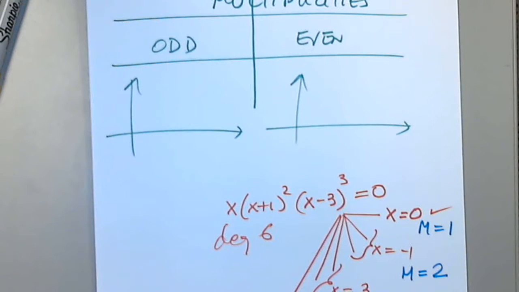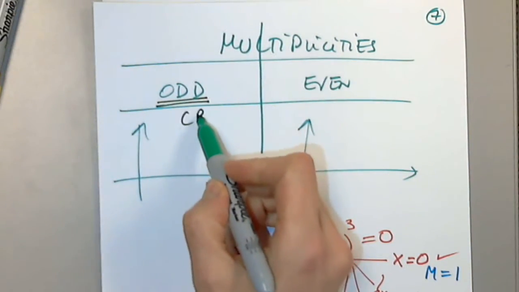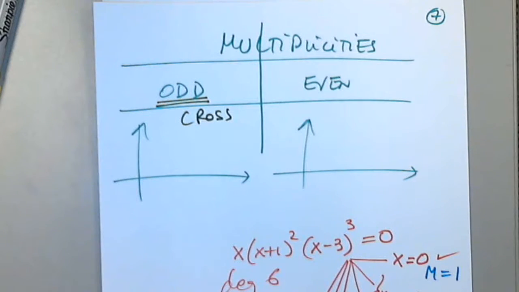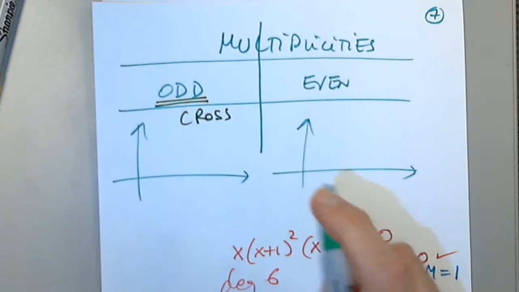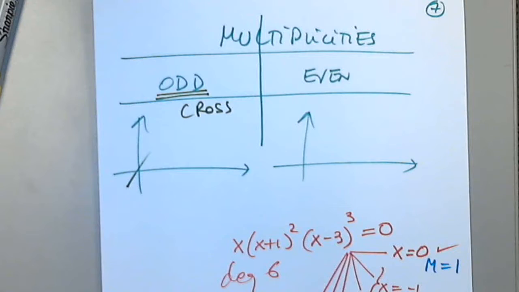Let's see the difference between those two. Any odd multiplicity is a cross of the x-axis. In this case, at 0 it will be a straight cross. But at 3, look what happens at 3. Exactly what happens to x cubed at 0.